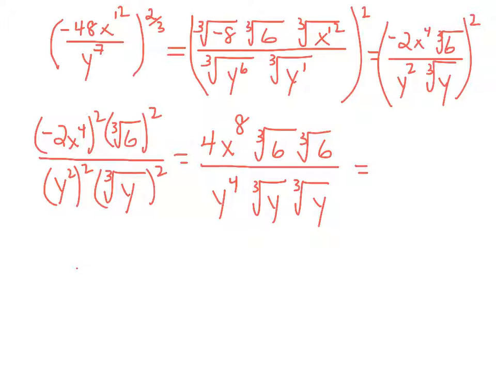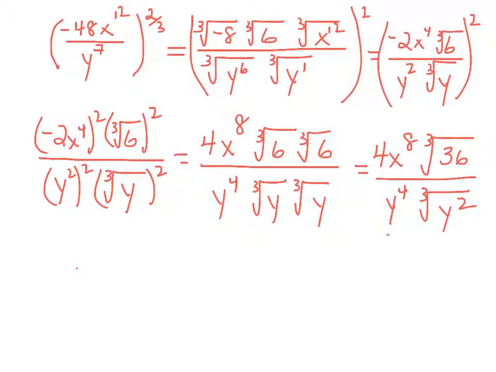All right, so then we've got 4x to the 8th. Now, remember when you have any root, and it's the same root, what you can do is just multiply the numbers underneath. So 6 times 6 is 36. I'm going to do the same thing down here. So I'm going to have y to the 4th, bring that down, and then here we go again. So y times y is y squared. Okay, and as ugly and as disgusting as that is, it's answer choice 2.